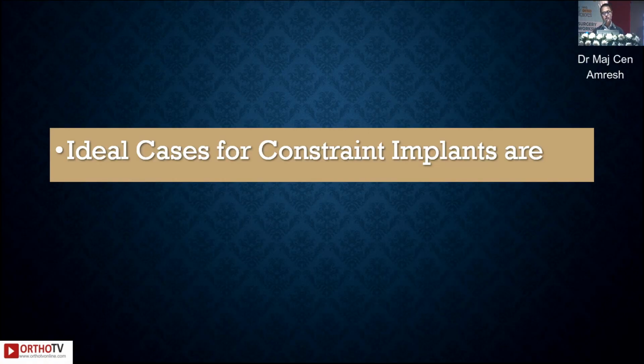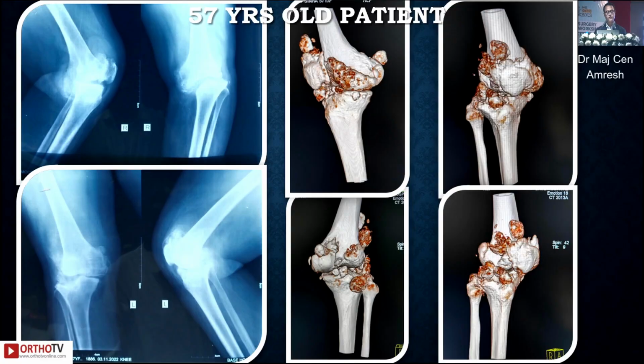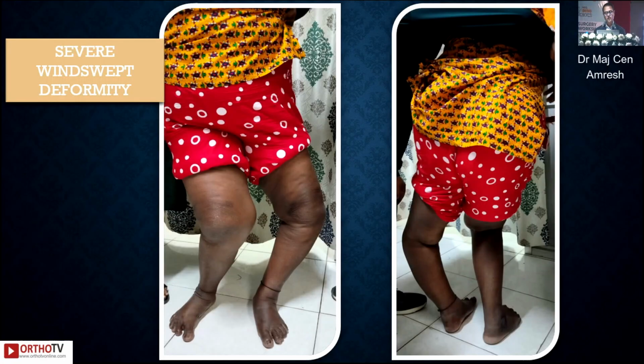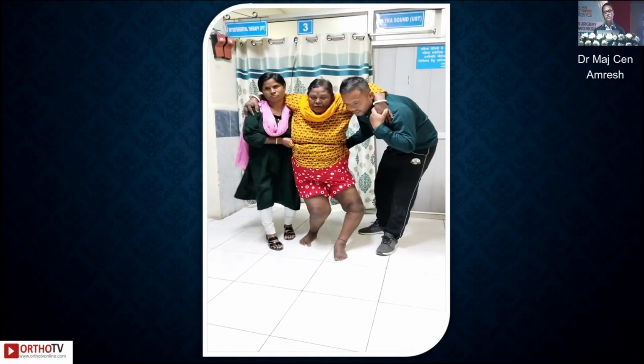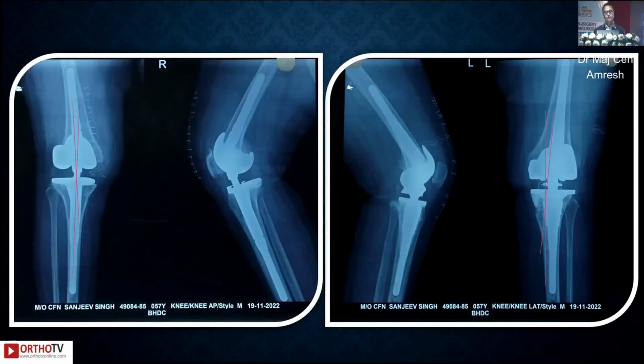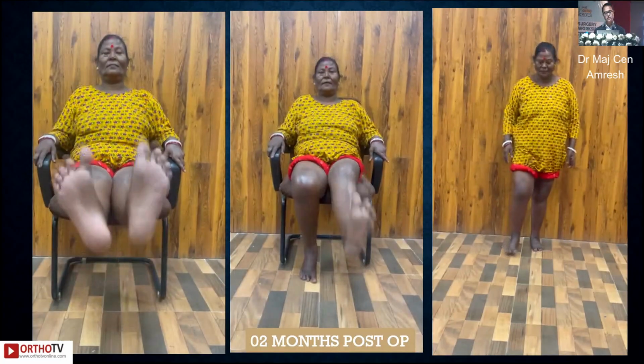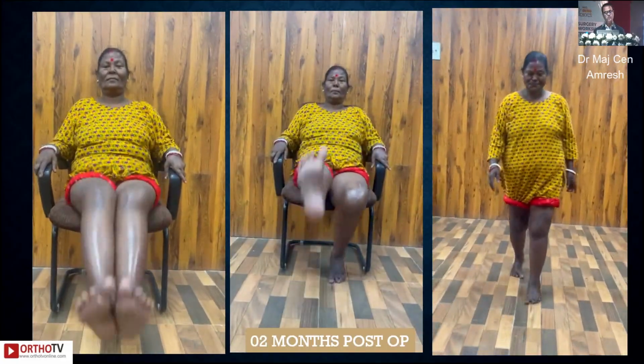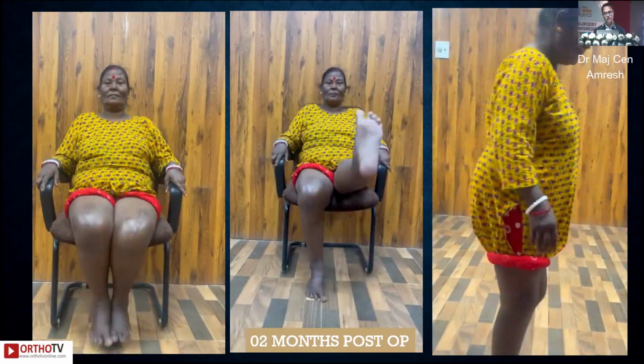Now, what would be the ideal case for constrained implants? Somewhat a radiological picture like this: advanced arthritic knee, subluxed knee, abundance of osteophytes. This is when the patient first came to me in the OPD. She was unable to enter into the chamber. I had to take this video in the physiotherapy department. This is how she was brought to us. Simultaneously we did both the knee replacements using constrained implants. In this case, stems were used, a constraint liner was used, and this is what the knee looks like post-operatively.